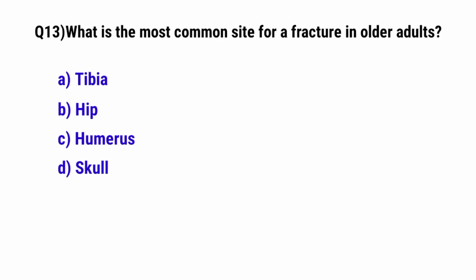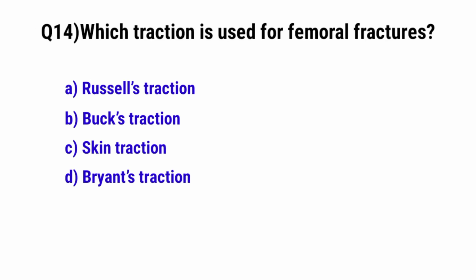Question number 13. What is the most common site for a fracture in older adults? The correct option is B. Hip. Question number 14. Which traction is used for femoral fracture? The correct option is A, Russell's traction.